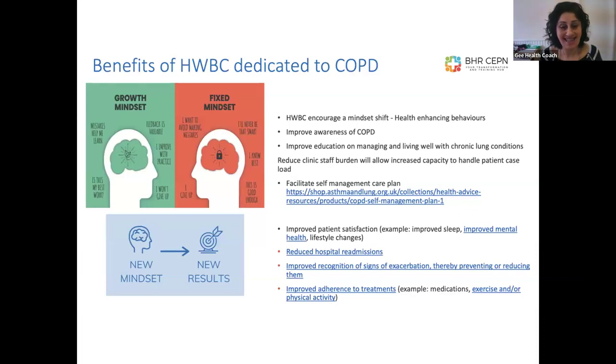So the benefits of health and wellbeing coaching dedicated to COPD: we encourage a mindset shift. So it's really a growth mindset. It's a positive mindset, rather than focusing on the problem. And it could just be the breathing, but rather than just focusing on the I can't, we put them in a state of I can, look at what I can do. It's also to improve the awareness of their condition, but generally most patients are experts in their condition. They already know what works for them and what doesn't work for them. We're really teasing out some extra tools that can support them. We help them improve their education and managing, living well with their lung conditions.